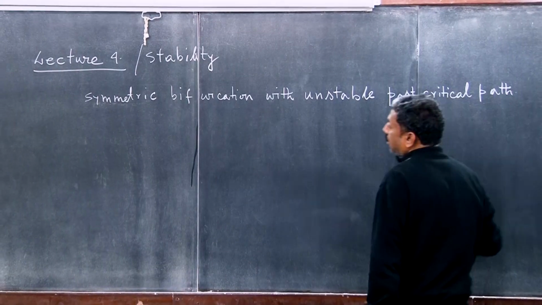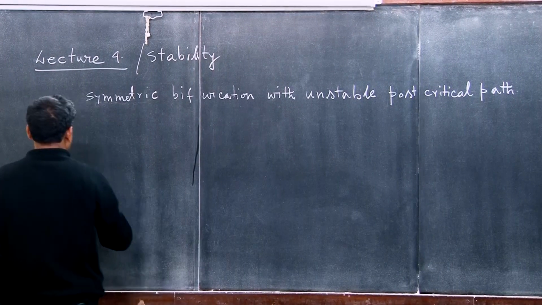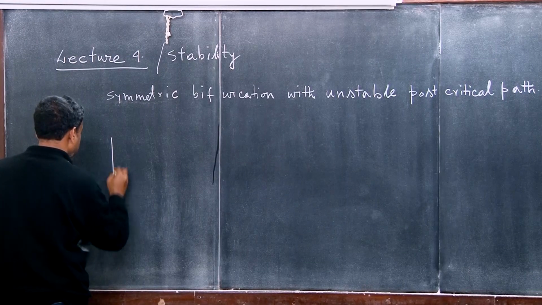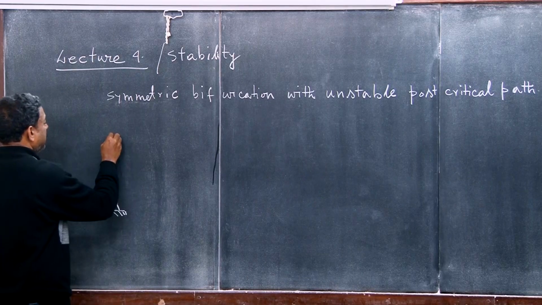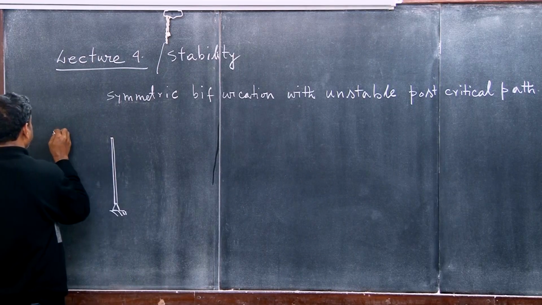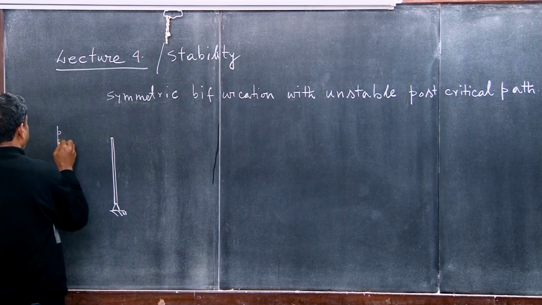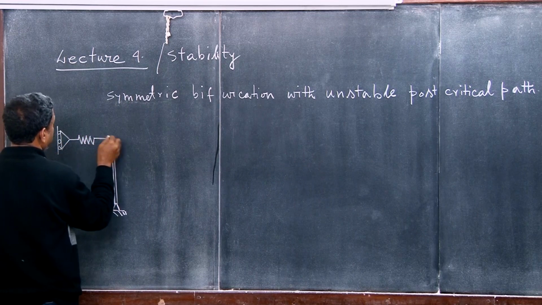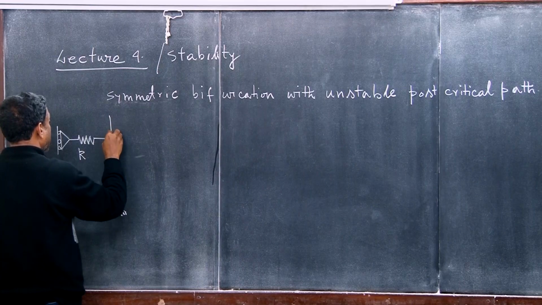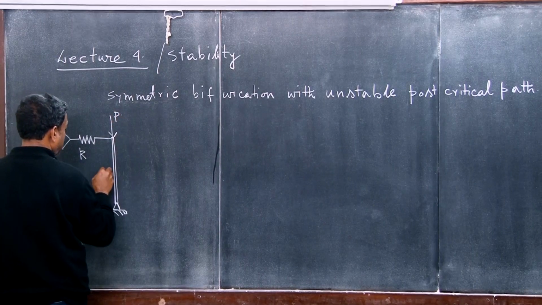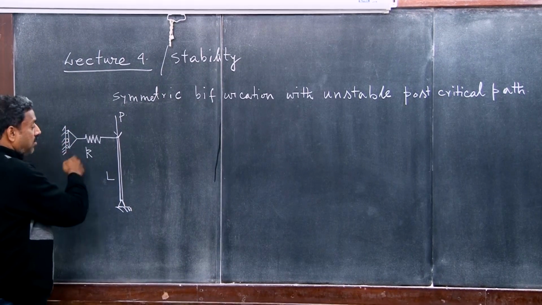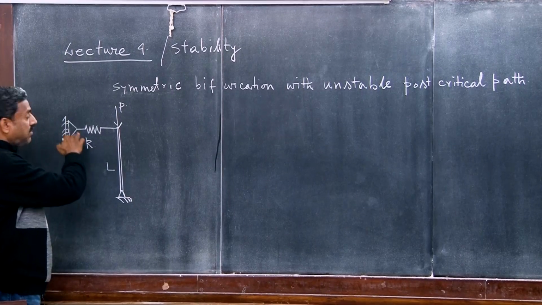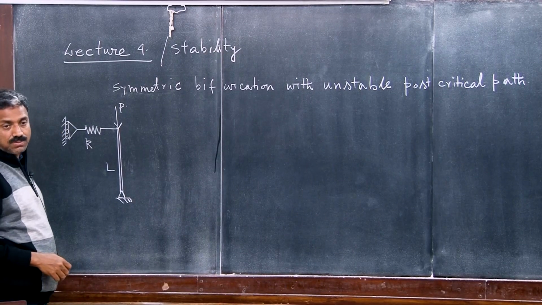So, this system you may recall, we have discussed this twice. Once again this is a rigid bar, and this rigid bar is pinned here, and it is restrained by a spring of stiffness K, and this is P, and the length of this bar is L. This bar is rigid. You see this support has to be a roller, because it must allow the translation along the vertical plane.